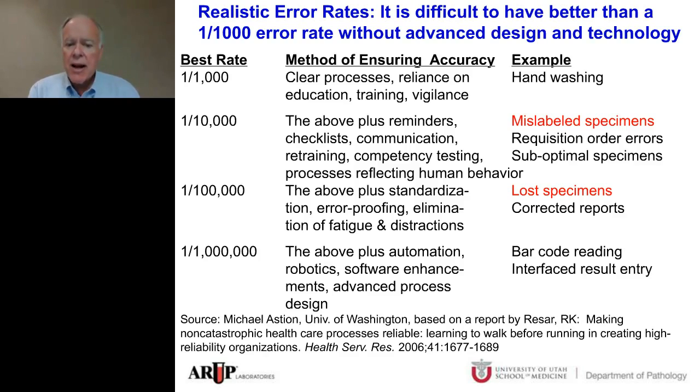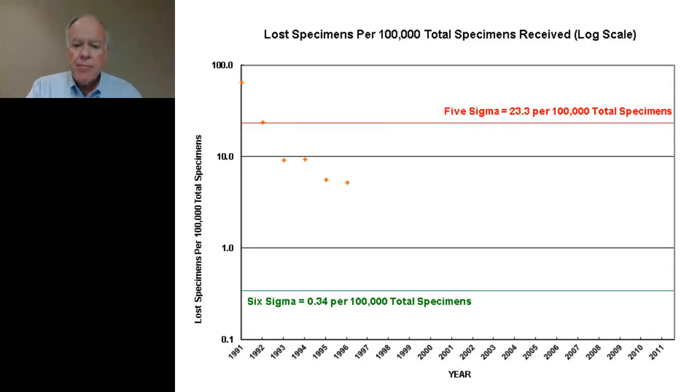Lost specimens I have moved up from the 1 in 1 million to 1 in 100,000 because, again, I have 40 years of experience and I know that specimens get lost, and I know what our experience has been at our laboratory at ARUP. 1 in 1 million is better than 6 sigma, and so I know how difficult that would be to achieve.